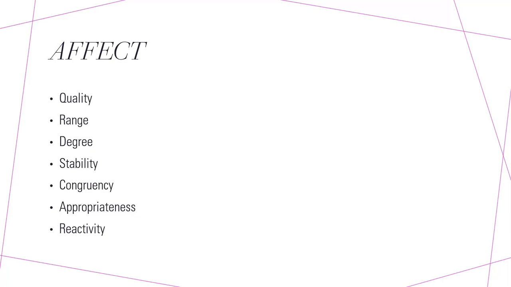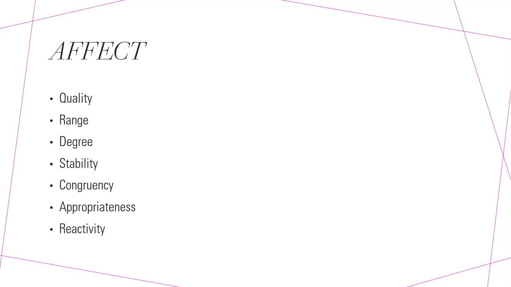What about the range? Is it restricted, constricted? Is it broad or is it narrow? Is their degree flat? Is it blunted? And you'll see blunted a lot with schizophrenic patients who are medicated. Is it indifferent? Is it appropriate? Is it exaggerated or dramatic? When we talk about stability, is it fixed? Are they labile, where they're having frequent mood changes and intense emotions that are disproportionate to the situation?